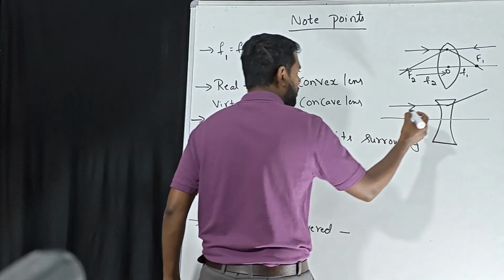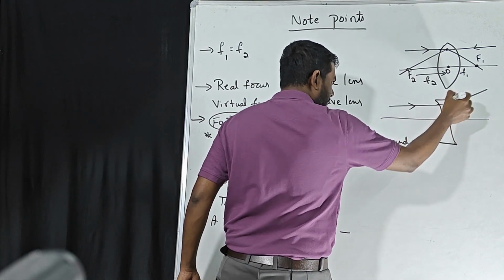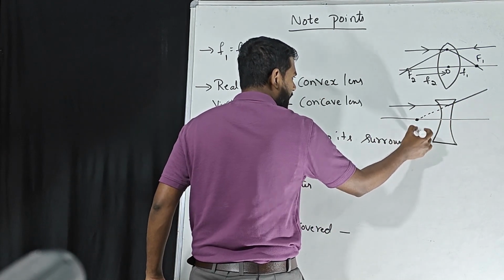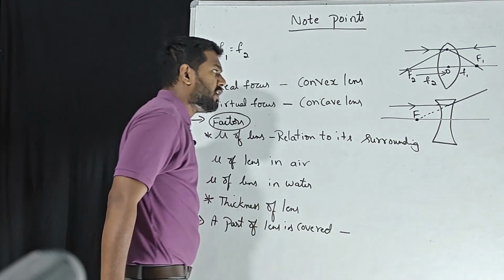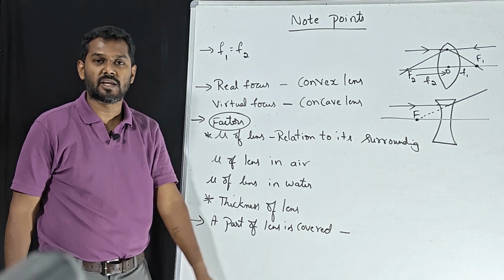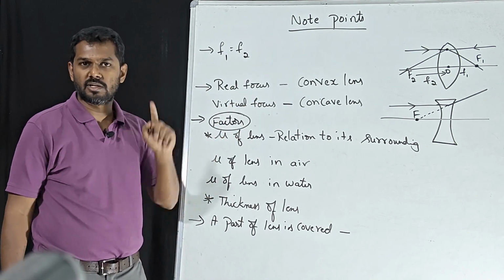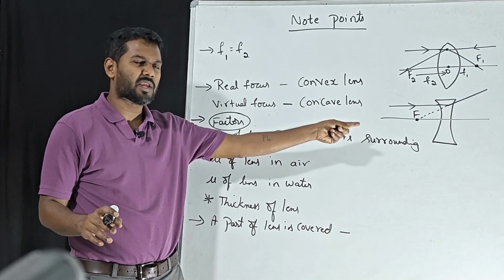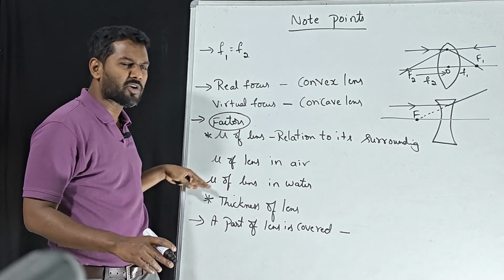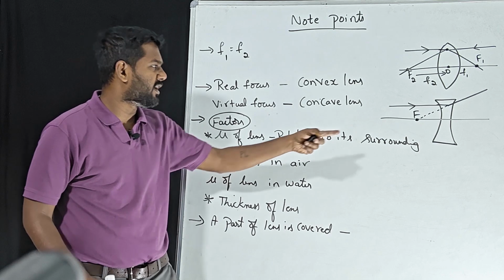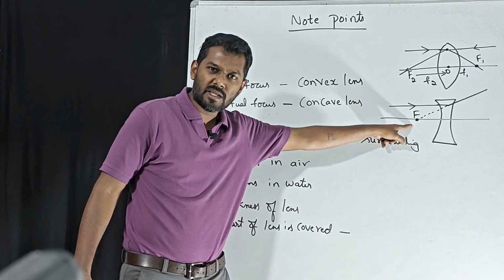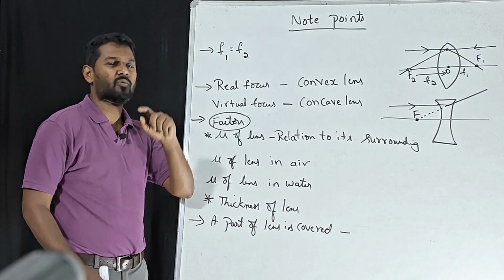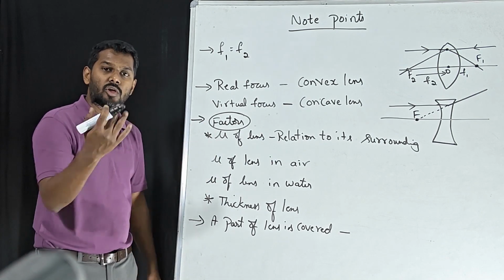So what we can do is extend this refracted ray backward. Here we are going to get the focus, right? This is imaginary, that is why it is called a virtual focus. We are never going to get the real focus in a concave lens, so we just extend it backward. Wherever it touches the principal axis, there we consider it as the focus. That is why it is called virtual focus. These kinds of questions you can expect.